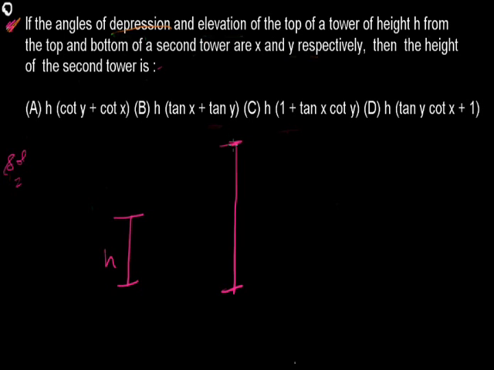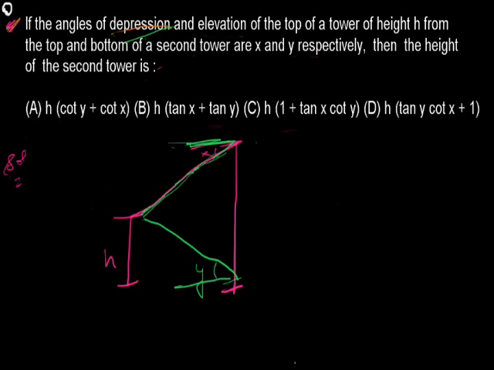The top of the second tower is this. Angle of depression be x, and the bottom of the second tower is y, and from the bottom of the tower is elevation. So this is the bottom of the tower, here is the elevation, and this angle is given. Now this is h, these are the given parameters. We have to find the height of this total tower, this second tower.